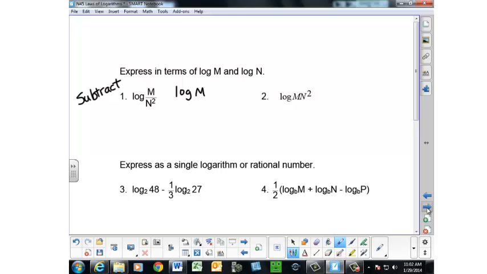Okay, so log m minus log n squared. And since this n has an exponent on it, we still need to simplify that part of it. So move your exponent to the front and multiply it times log n. And then that's it. That's the answer for example 1.